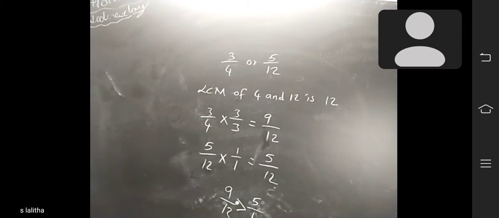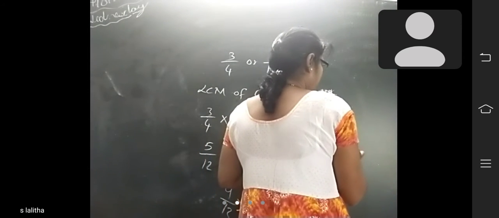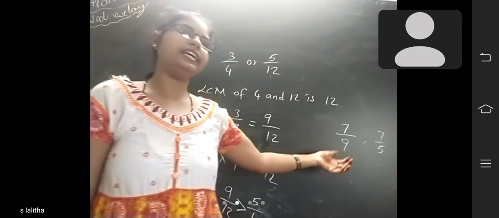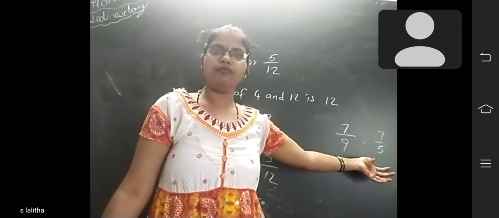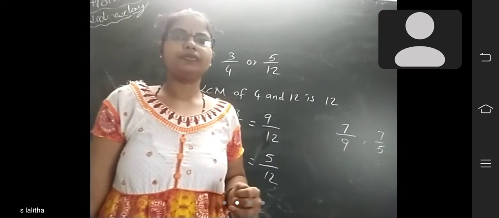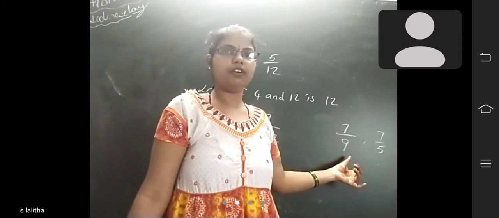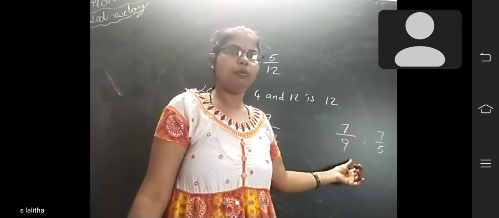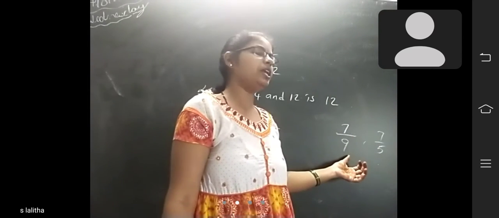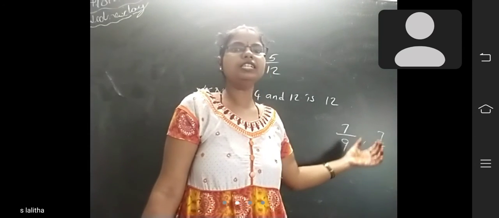Next, one note is there. If two fractions have the same numerator, suppose 7 by 9 and 7 by 5, here the denominators are different but the numerators are the same. Then how can you compare? The fraction having the greatest denominator is the smallest fraction.